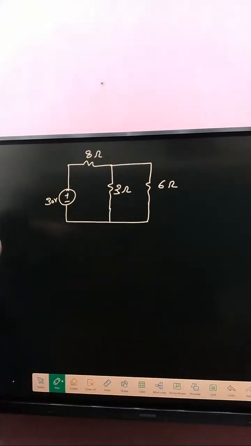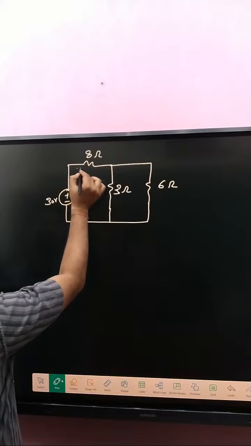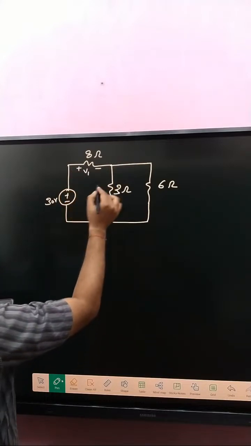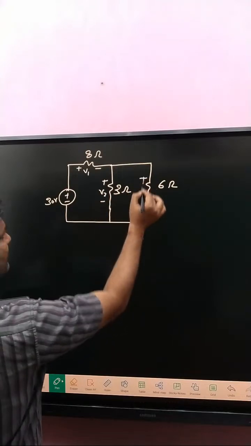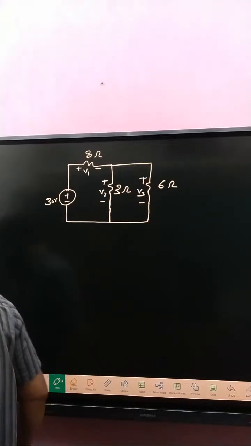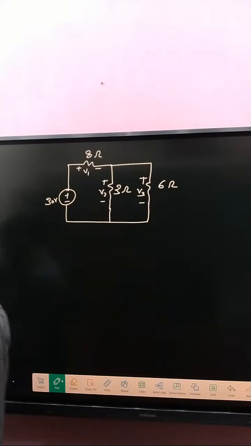Our motto: determine voltage across each resistance. Here V1, here V2, and here V3. Okay, so how can we determine? First of all, everyone can try, then after that I will do. What about V1, V2, V3? Okay?